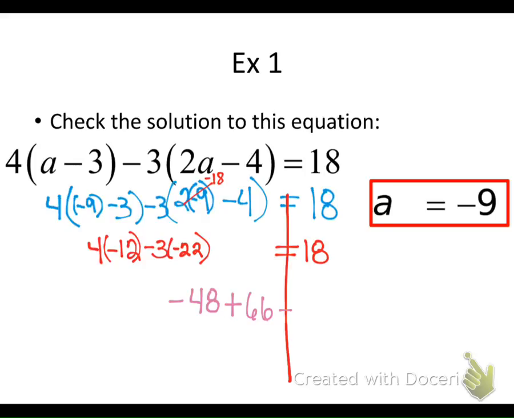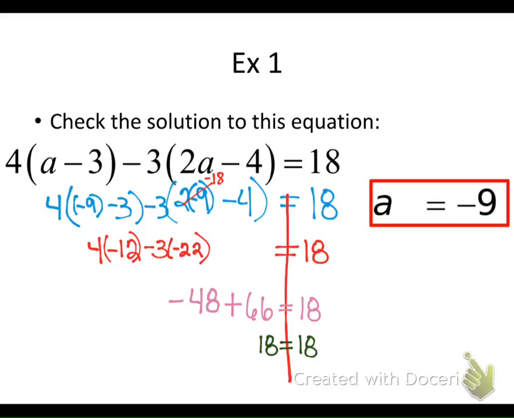Okay, we're not done yet. You really have to watch your negatives here. So we're not finished yet. We still need to do one more step. We need to add. So negative 48 plus 66 is 18. So do I have 18 on both sides of my line of equality? Yes. So this answer is correct.